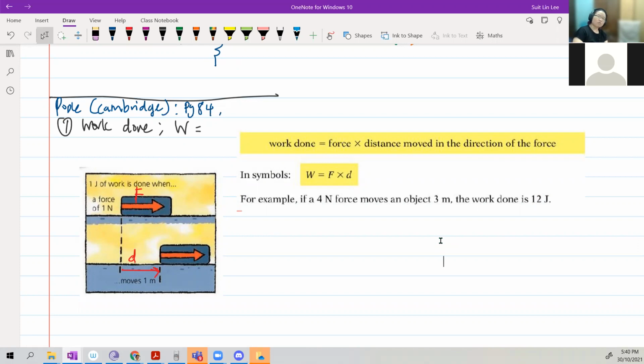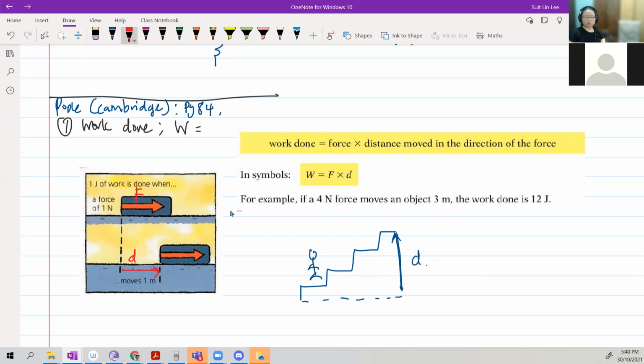Sometimes they will purposely confuse you. They will say, oh, Amina is walking up a staircase. This is my friend Amina. Okay, she walks up the staircase. This is your change in height. This is your distance.